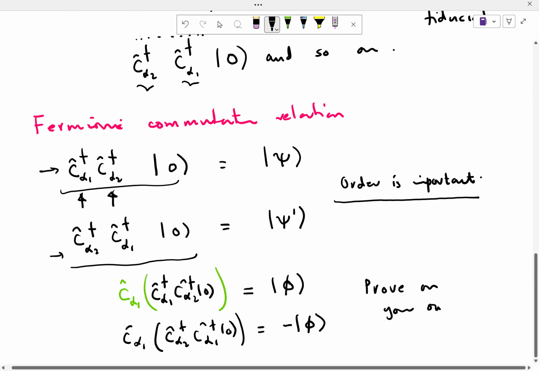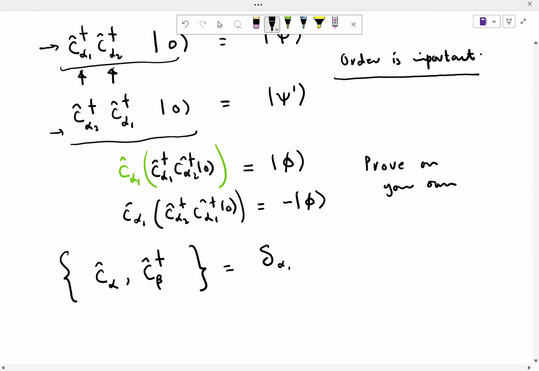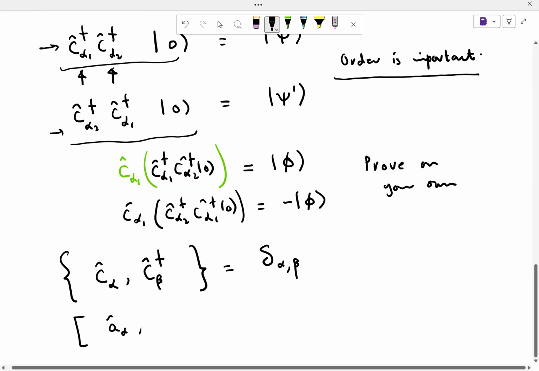And everything really stems from the commutation relationships. That is, I have the anti-commutator of two fermionic operators, C alpha, C beta dagger. The anti-commutator is given by the Kronecker delta alpha beta. So for bosons, we know that we have a situation of this kind. The commutator is the Kronecker delta. So all the properties stem from the commutation relationship.